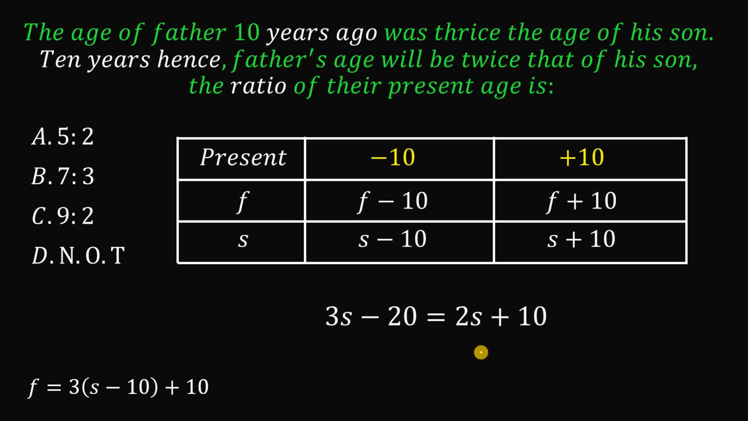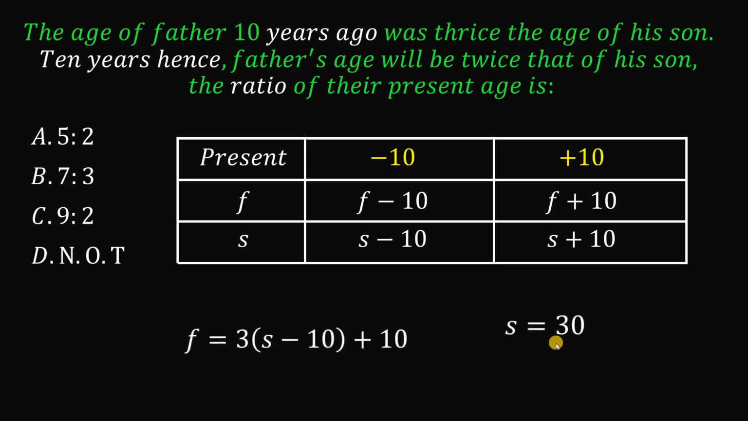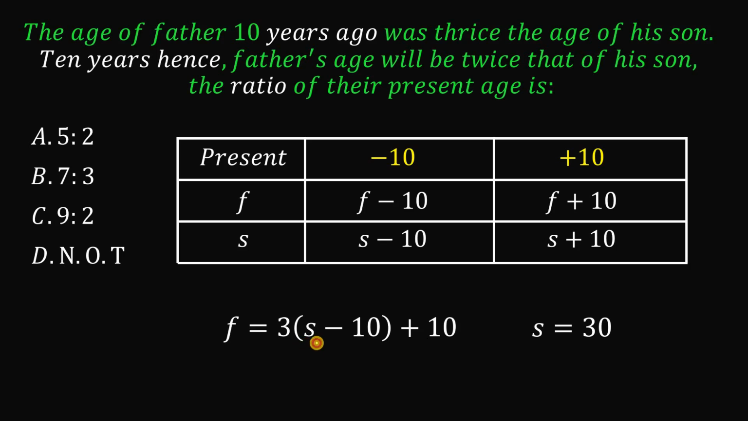Now, subtract 2S on both sides. So we have S right over here. Add 20 on both sides. So the age of the son simply equals 30 years old. So we know the age of the son. So how about the father? So let's replace this S with 30. Now the age of the father simply equals 30 minus 10, which equals 20. So 3 times 20 plus 10 simply equals 70 years old. And that is the age of the father.